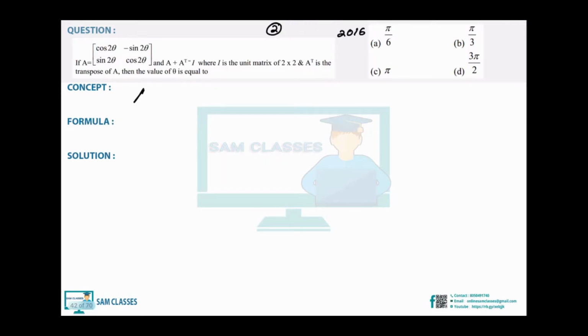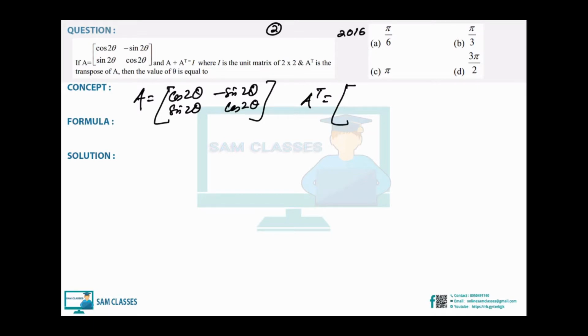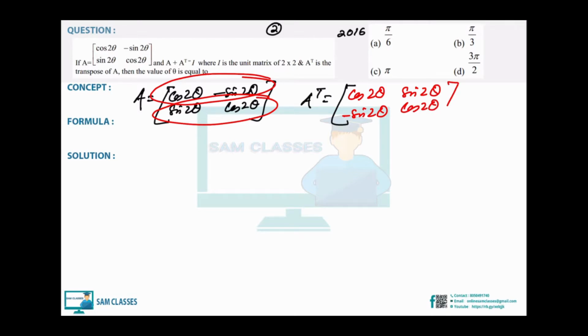Let's see the next question. Now the question here is given as A is equal to cos 2 theta, sin 2 theta, minus sin 2 theta and cos 2 theta. Now what you have to do first, do A transpose. So very simple, change the row into column and column into row. So this one row I have changed into column, so it became the first column. The second row will become the second column. So sin 2 theta, cos 2 theta.